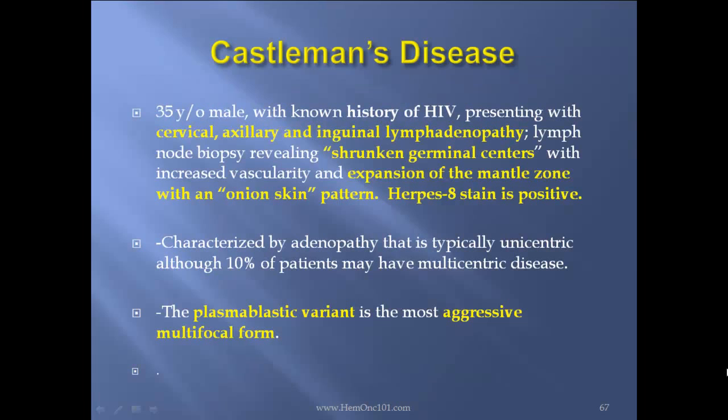Castleman's disease. A 35-year-old male with a known history of HIV presents with cervical, axillary, and anal lymphadenopathy. Lymph node biopsy reveals, keyword, shrunken germinal centers with increased vascularity and expansion of the mantle zone with a quote-unquote onion skin pattern. Herpes 8 stain positive. Castleman's is characterized by adenopathy that is typically unicentric, although 10% of the patients may have multicentric disease. The plasmablastic variant is the most aggressive multifocal form.